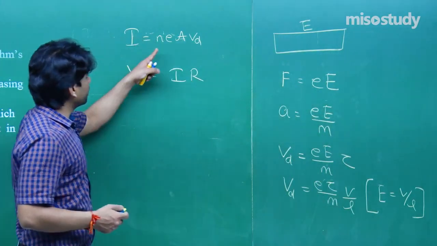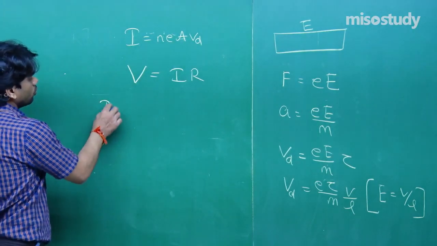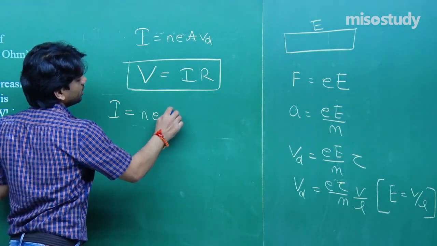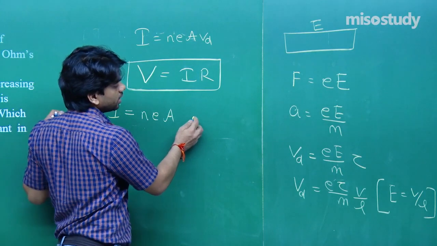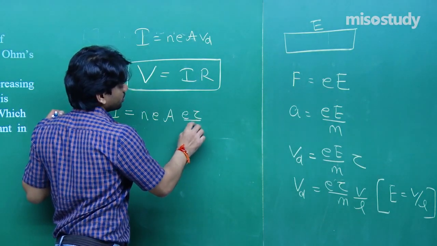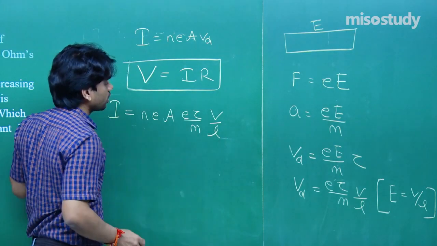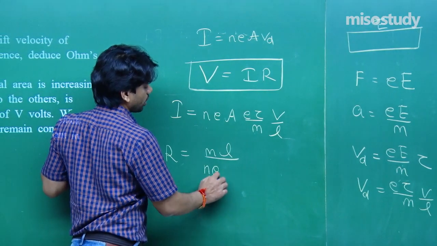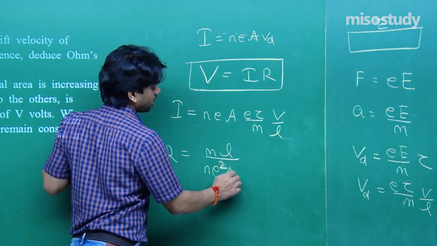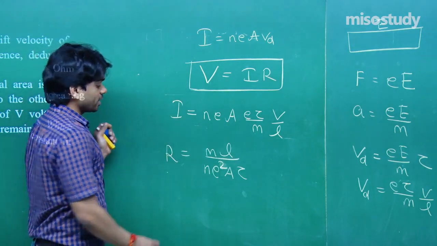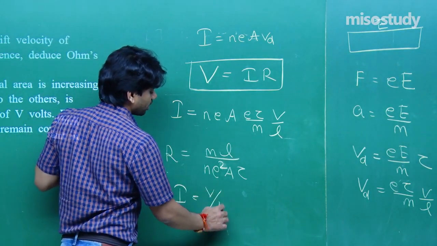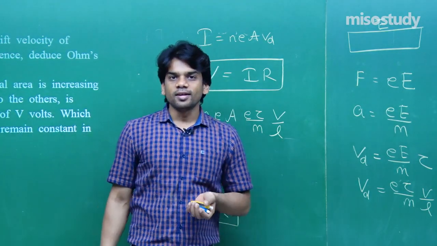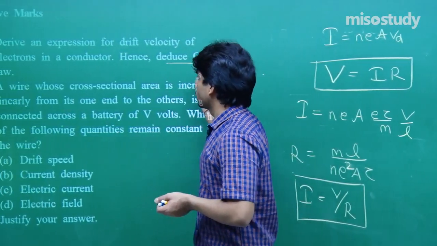So can I replace v_d here? We have I equals to n e A v_d, and v_d is e tau by m into V by L. We got this. Now resistance, we have shown that it will be m L upon n e squared A tau. So if you compare this, you will get I equal to V by R. We are getting I equals to V by R, and this is what we were interested to show. So from here we have also deduced Ohm's law.